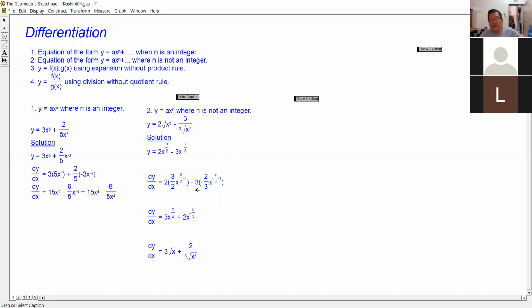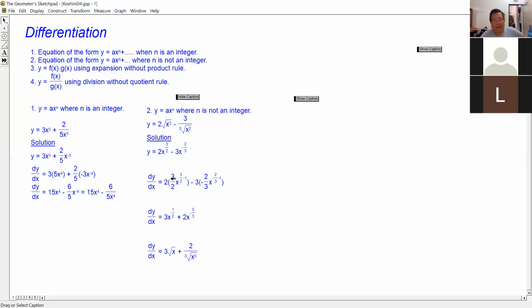Then the next term, negative 3. So negative 3, you leave it outside. Then you create a bracket. Then this number, negative 2 over 3, you bring down the negative 2 over 3 and make it your coefficient. Then the negative 2 over 3 at the index there, you have to minus 1. So this is what you have to do, right? After doing, try to simplify, right?